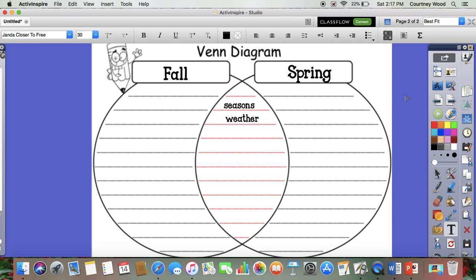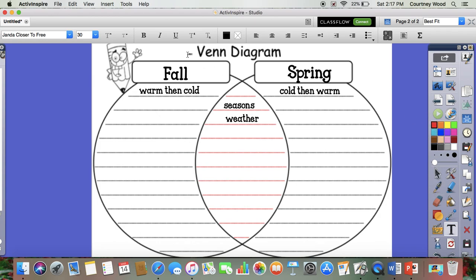Now let's think about fall. What type of weather do we have in the fall? Well, in the fall, it's warm then cold, usually. Where in the spring, it's usually cold then warm. See how they're the opposite? So what you're going to do is fill out the rest of this Venn diagram. And then what I want you to do is at the end of this, decide whether you think fall is better or spring is better.